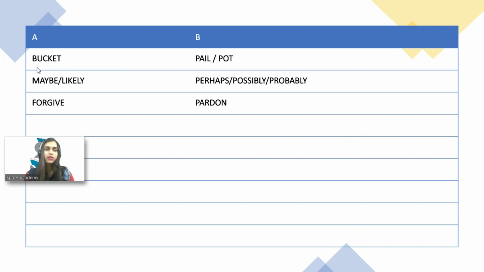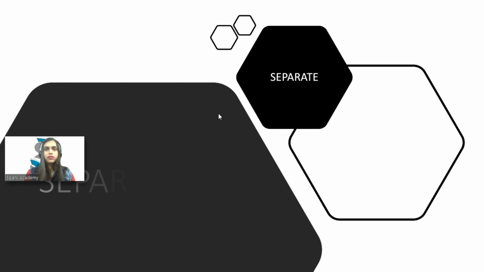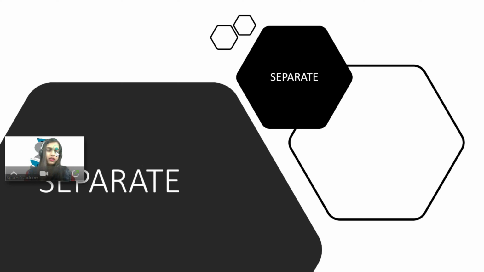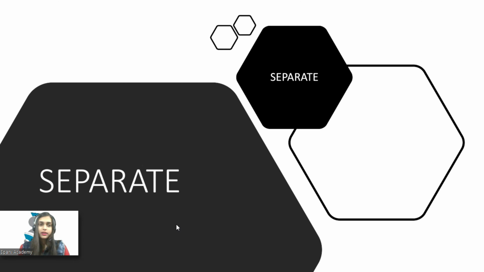Okay, so here we have completed bucket as pail, pot, maybe, likely, perhaps, possibly, probably, forgive as pardon. Next word is separate. So I hope you are attempting it and you know the word which starts with the letter P for separate. So write in the chat box.